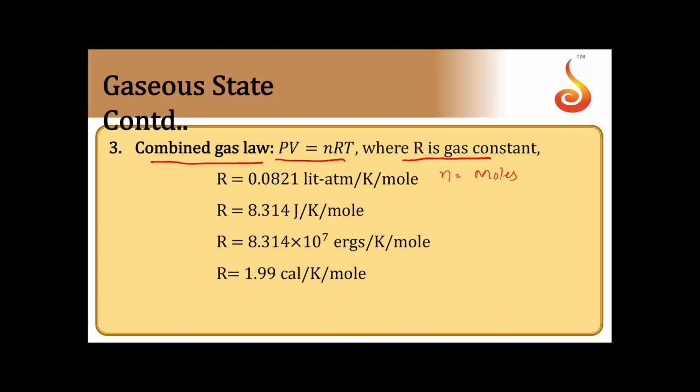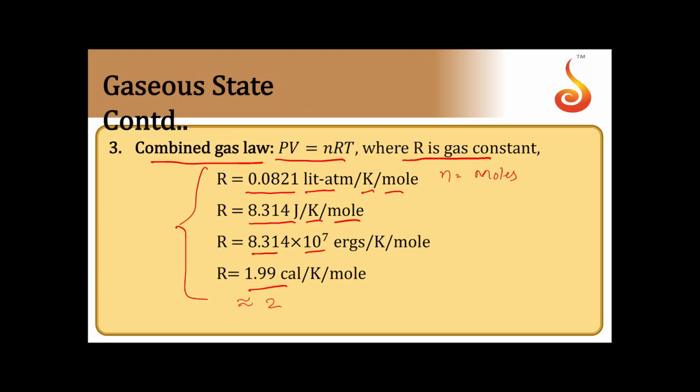R is equal to 0.0821 liter atmospheres per mole per Kelvin. In SI units, R is equal to 8.314 joule per mole per Kelvin. In ergs, it is 8.314 into 10 to the power of 7 ergs. In calories, the value is 1.99 calorie per mole per Kelvin. While doing problems, the value can be taken as nearly equal to 2 calorie per mole per Kelvin. So these values we need to remember while doing the problems.